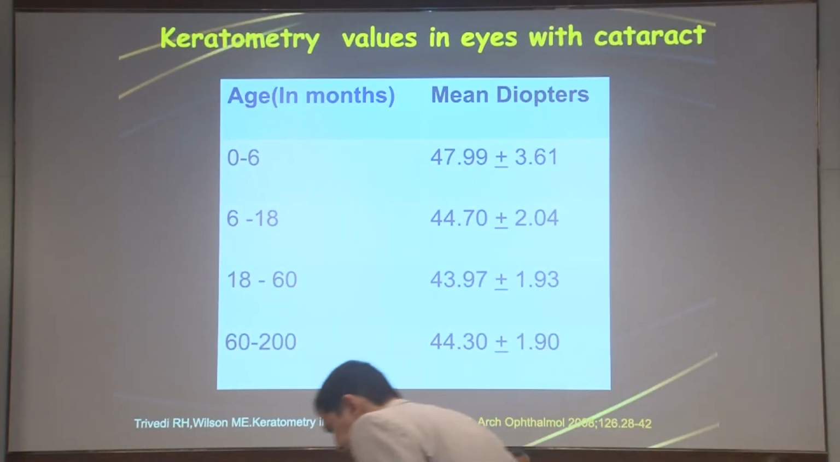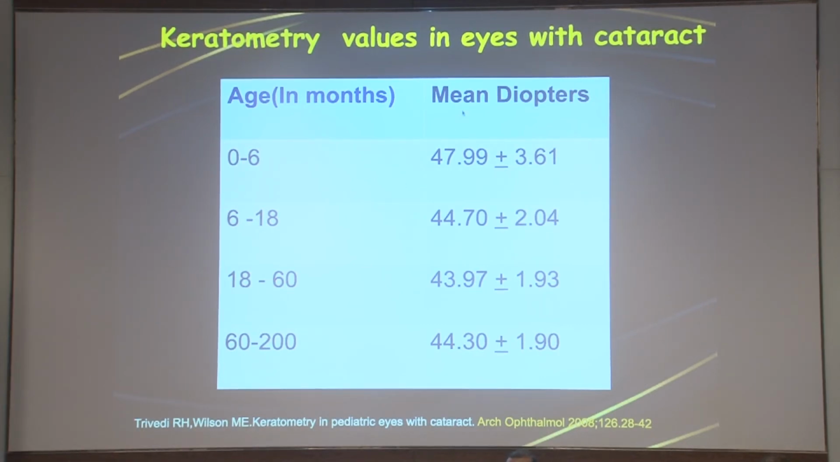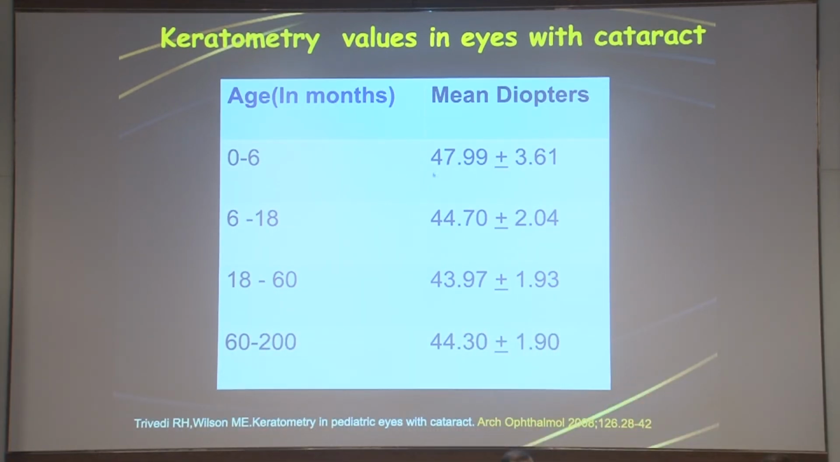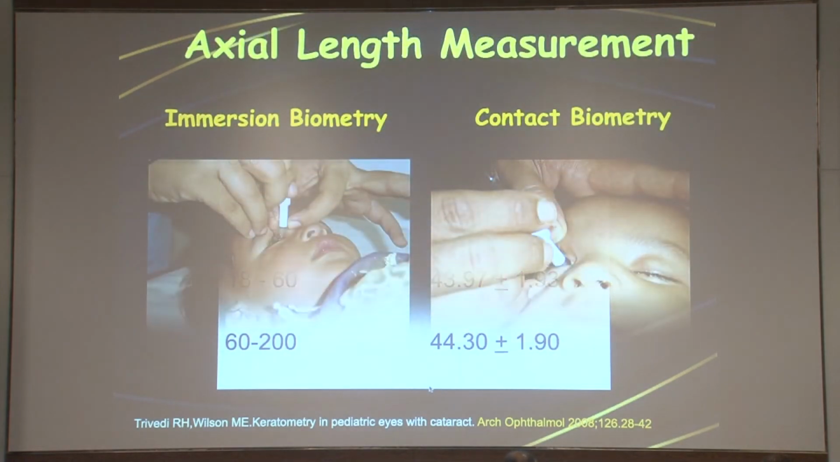If you want a rough idea of the keratometry with age, this is the normative database, and typically the cornea is very steep when the child is born and tends to flatten out as the child grows.